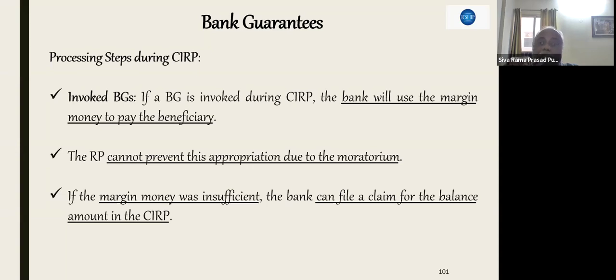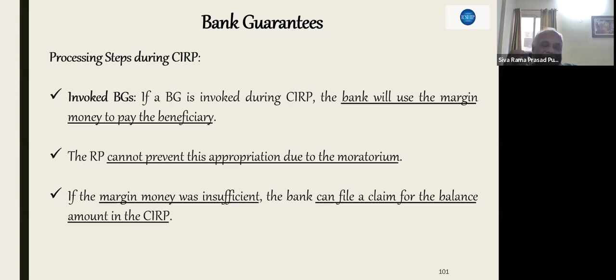The RP cannot prevent this appropriation due to moratorium. Even though the moratorium is there, and you have to give all your assets, the fixed deposit and margin money also, you go back. We should not. The IRP or RP, or in case of liquidation, they should not ask. First, appropriate them. If the margin was insufficient, the bank can file a claim for the balance amount under CIRP.